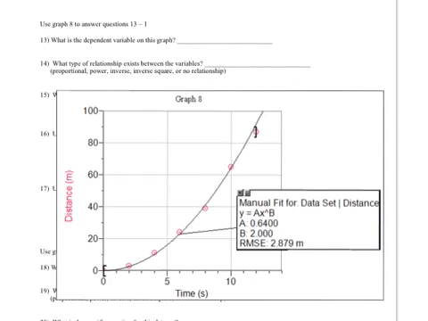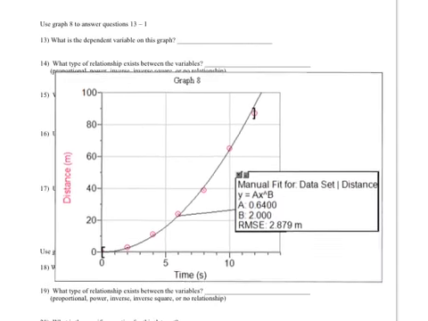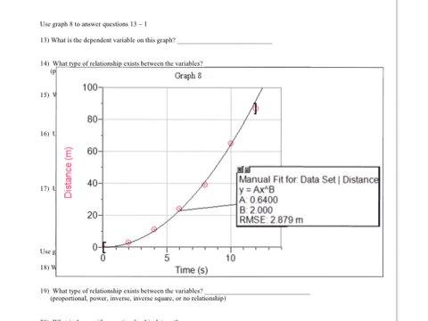What is the dependent variable on this graph? Well, let's take a look at the graph. The dependent variable is the one that goes up the side, so in this case it would be distance. I'll just write dist. What type of relationship exists between the variables? Well, if I look at it, I see there is definitely an upward curve to it, and that is indicative of a power relationship.